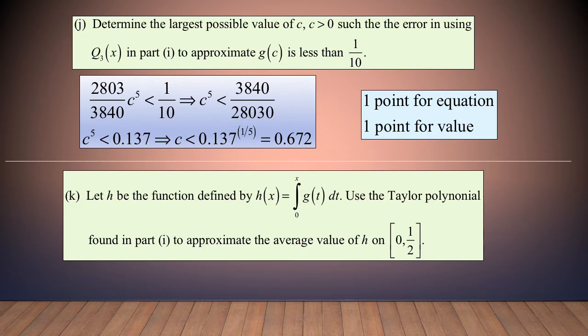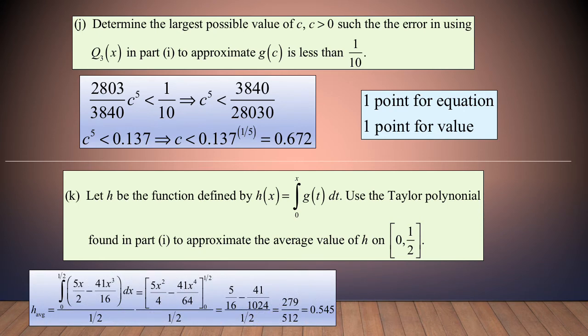The last question for part 1 is K. Let h be the function defined by h of x equals the integral from 0 to x of g of t dt. Use the Taylor polynomial found in part I to approximate the average value of h on the closed interval 0 to 1/2. The average value of h is the integral from 0 to 1/2 of 5x over 2 minus 41x to the third over 16 dx, all divided by 1/2 minus 0.